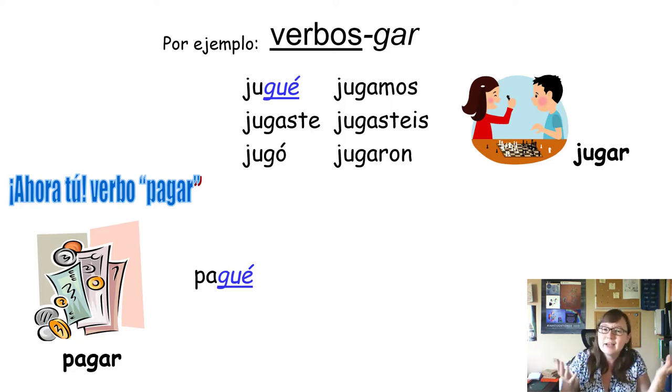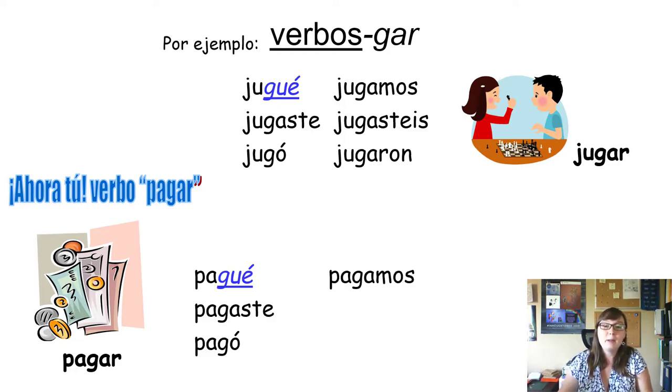Juje. That sounds kind of silly. So we need to add an extra U to strengthen that sound. The U strengthens the G and brings it together. Every G needs U, right? Oh, I'm such a nerd. Okay. Jugué, jugaste, jugó, jugamos, jugasteis, jugaron. Again, for pagar, we're going to see the same change. Pagué. We need that U. Pagué, pagaste, pagó, pagamos, pagasteis, pagaron.